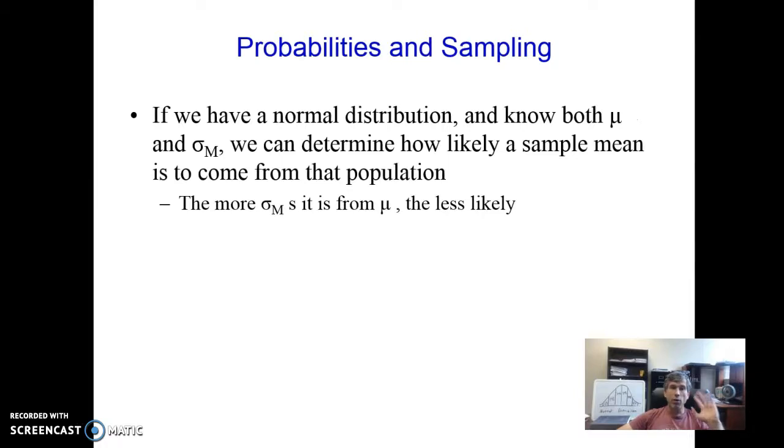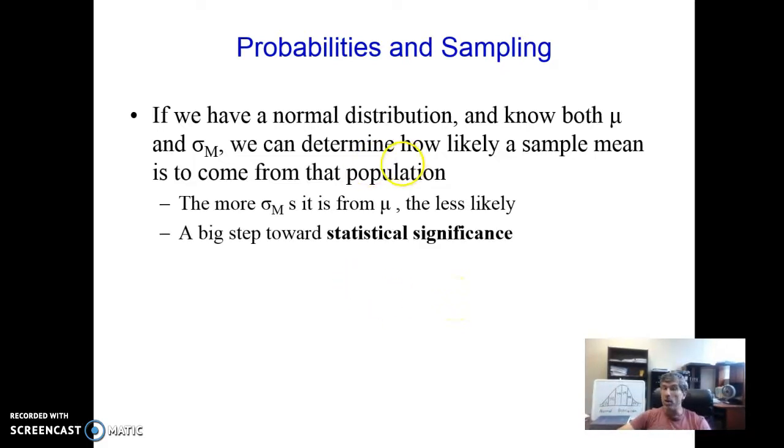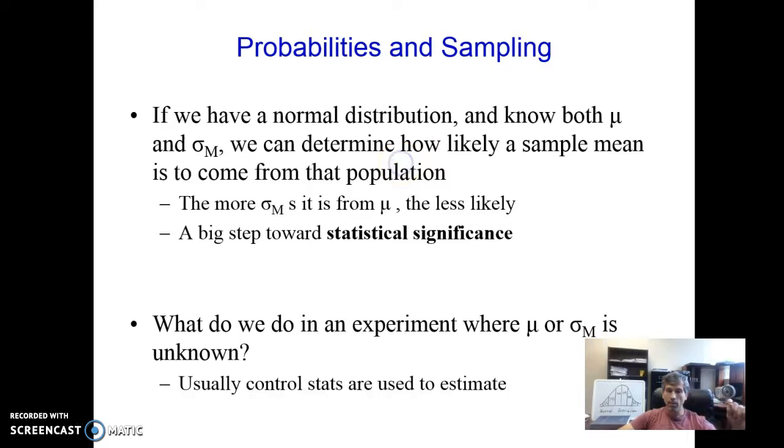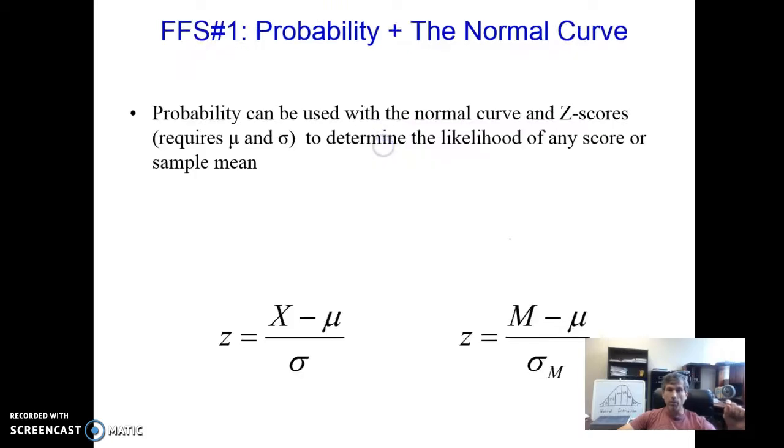So if we have a normal distribution, we know the mean, we know that standard error, we can calculate the probability that a sample mean comes from that population. And the short version is the more standard errors away it is, the less likely it becomes, the more improbable. This is a big step towards statistical significance, but we haven't put it all together yet. Again, when we don't know that information, what do we do? We usually use a control condition. This is going to come up in the next couple of modules.